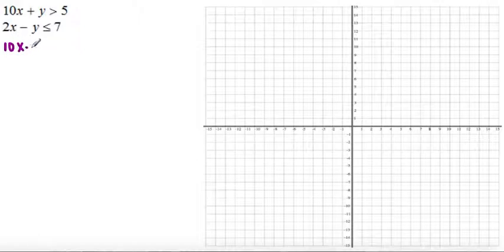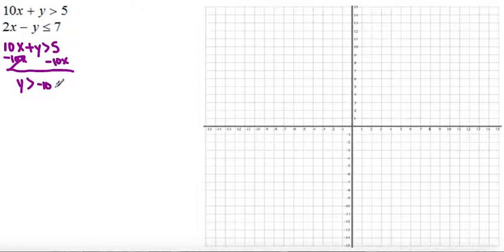10x plus y is greater than 5. So I have to get y by itself, so I subtract 10x on both sides. Alright, I have y is greater than negative 10x plus 5. Okay. So we have to do the same thing to the second equation.